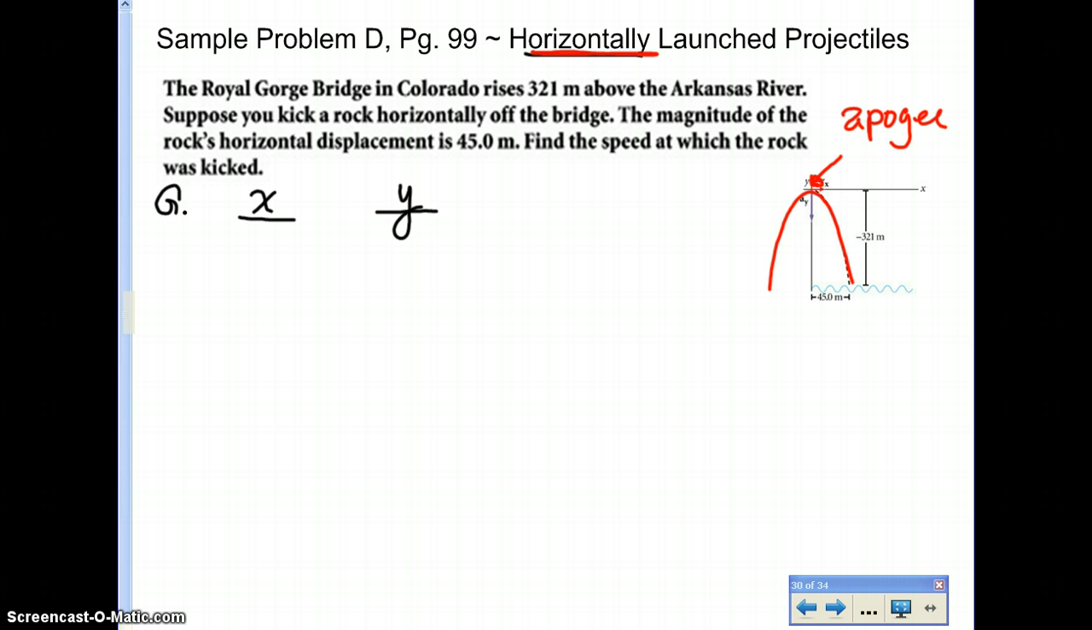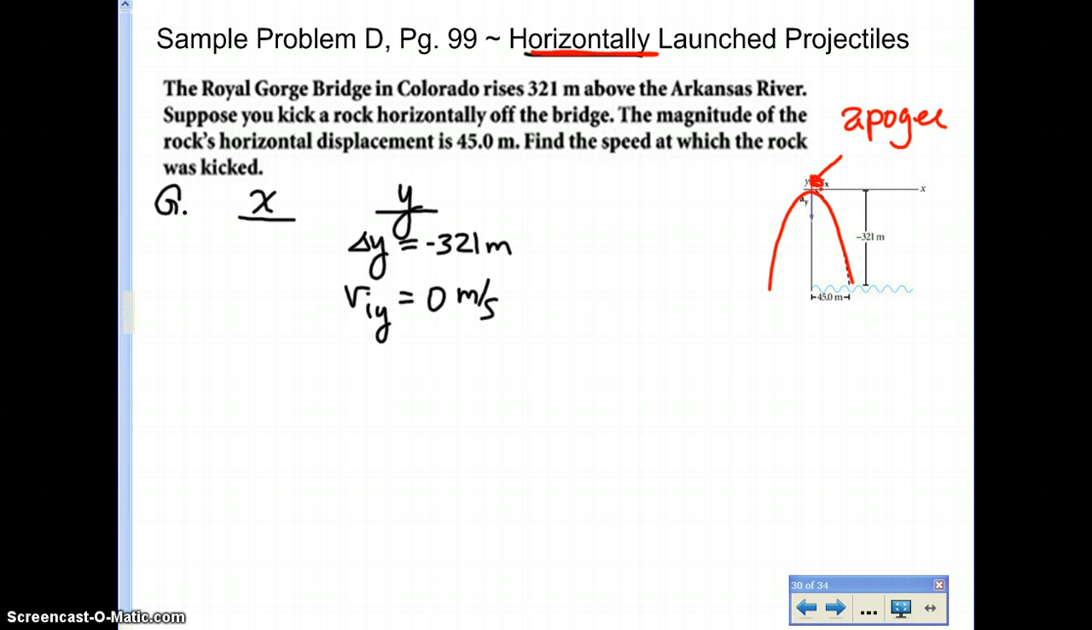So let's talk about what we can see from what we're given in the question. The Royal Gorge Bridge in Colorado rises 321 meters above the Arkansas River. All right, above, that indicates the vertical direction. So we just got some information that our rock is going to drop 320 meters before it hits the river. What else? We're kicking the rock horizontally off the bridge. That tells us that it has an initial velocity that's completely horizontal, and it also tells me that no velocity is directed in the vertical direction. So its initial velocity in the vertical direction, y, is 0 meters per second.